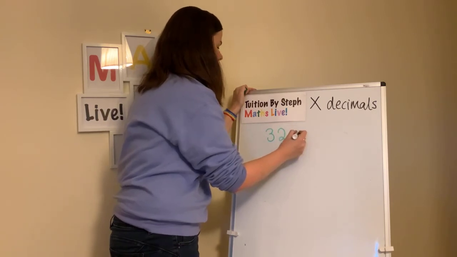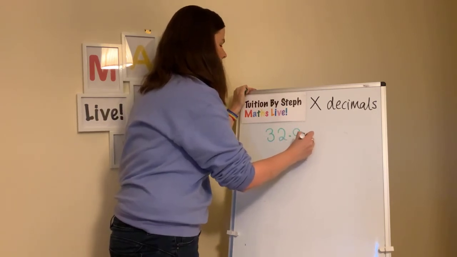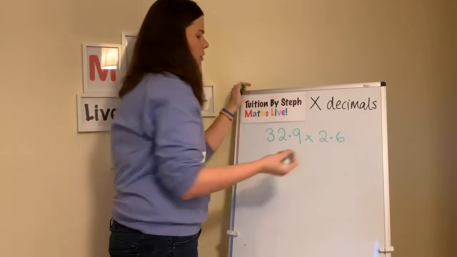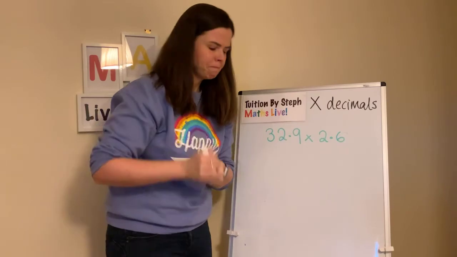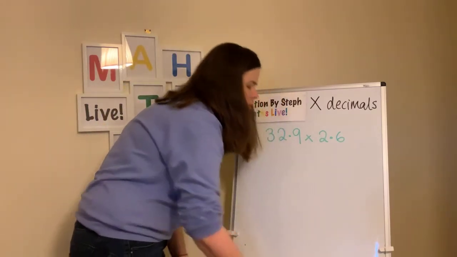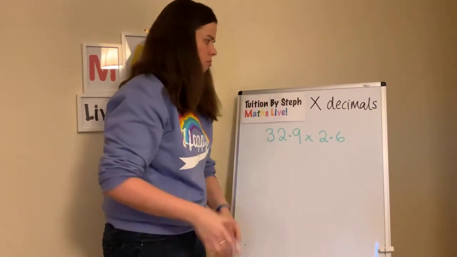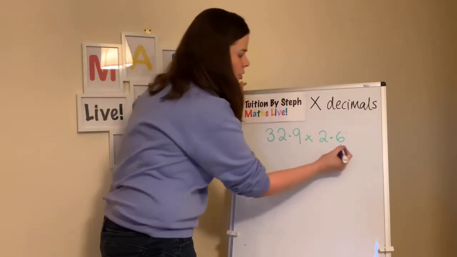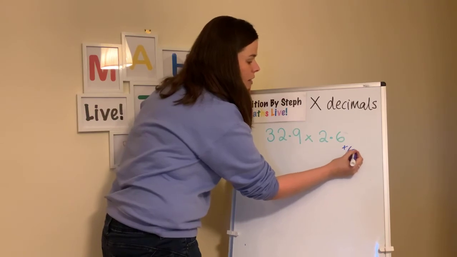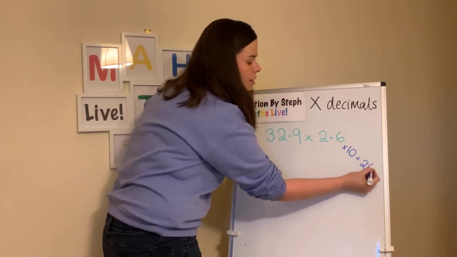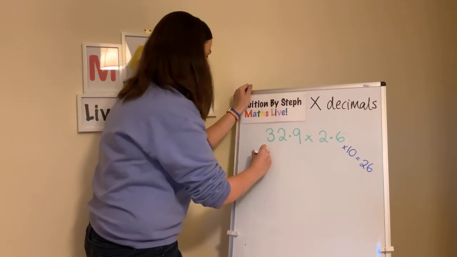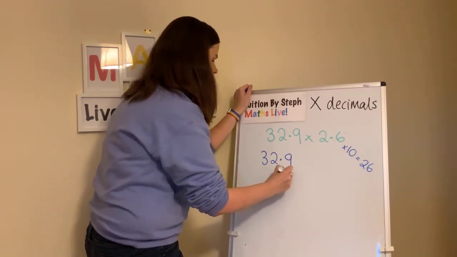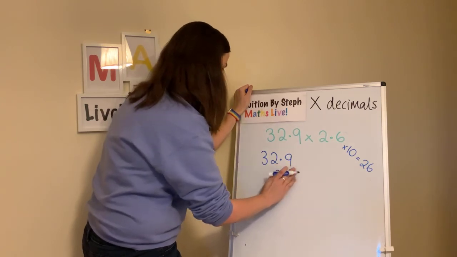So if we have 32.9, and now we're timesing it, 2.6. Okay. Now, we do the same thing. We don't want this to be a decimal. We want it to be a whole number. So we times it by 10. That makes 26. Right, okay. So 32.9 times by 26. Whoop, make sure that's lined up.